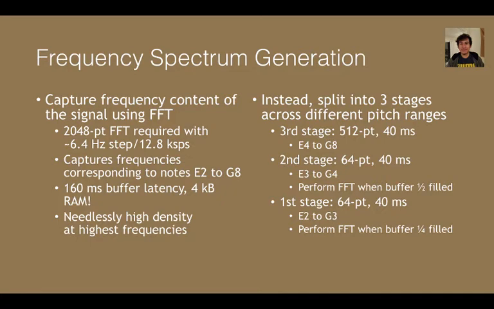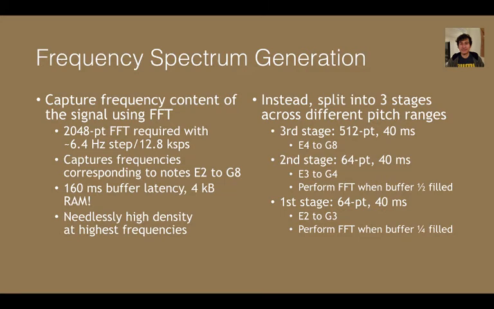At the same time, by doing this 2048 point fast Fourier transform, we end up with needlessly high density at the highest frequencies of the spectrum, which is unnecessary because the note scale is logarithmic, whereas the frequency spectrum is not.